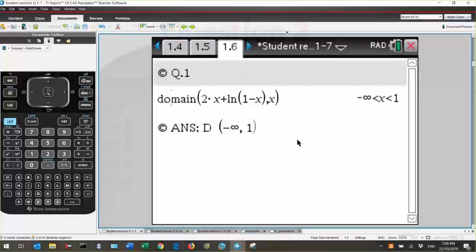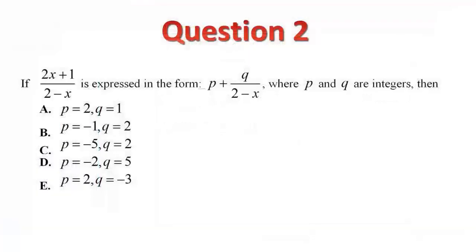Okay, so question 2. Now, this question is also a gift. The first one was a gift because using your Nspire, you can be guaranteed to have the right answer. This one is the same. You've got a rational expression, 2x plus 1 over 2 minus x, and we want it expressed in that other form, and we want the values of p and q.